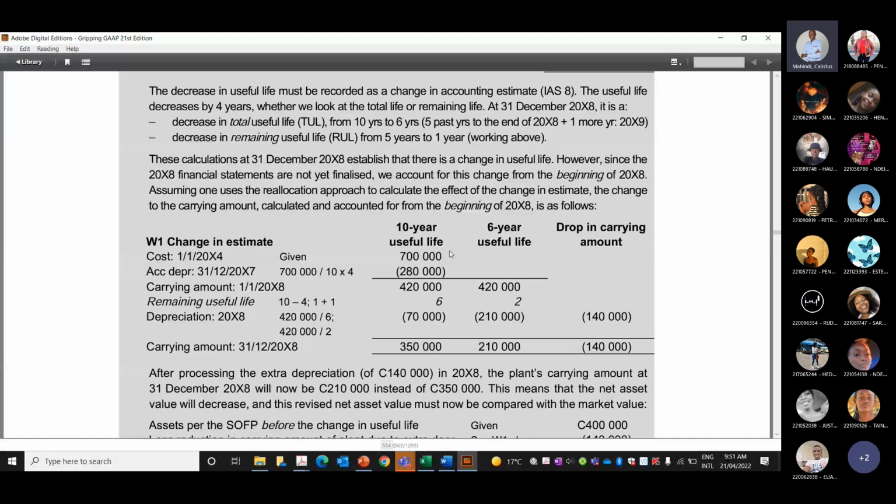70,000. All right, you'd get depreciation of 70,000. And then if you added the 350,000 that you were given, the carrying amount at the end of 20x8, plus the 70,000, you would arrive at a carrying amount at the beginning of 20x8 of 420,000.